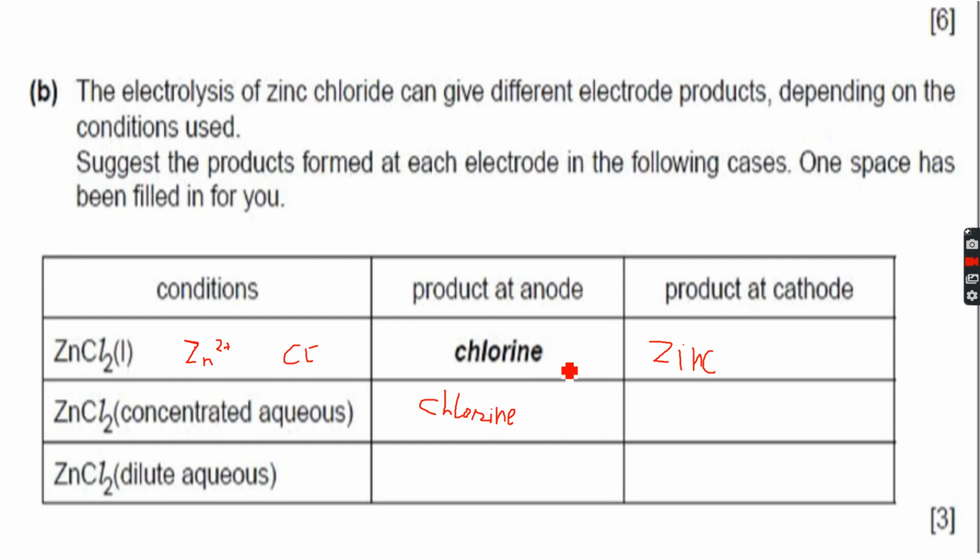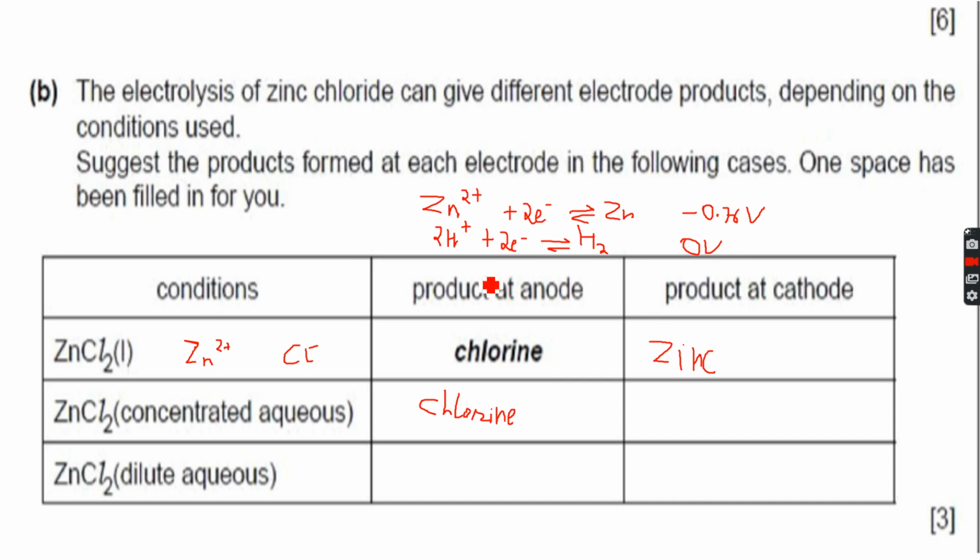And now for zinc and hydrogen, the competition is between zinc and hydrogen. So let's see. Zn2+ + 2e- gives Zn, and this I think is minus 0.76 volts. Let me quickly check. Yeah, minus 0.76 volts, and this will be 2H+ + 2e- gives H2, and this is 0 volts.